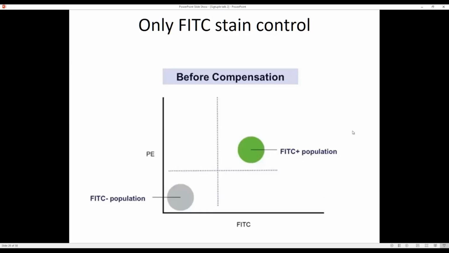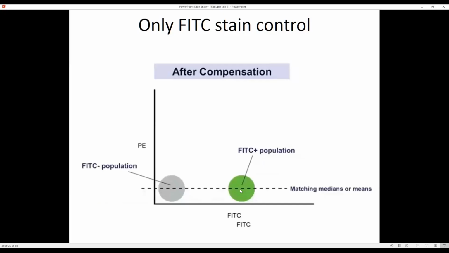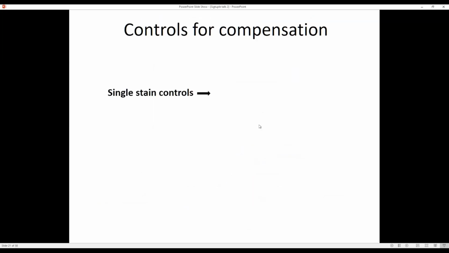So now if I apply the automatic method to compensate, this compensation will be done. And now it is compensated. So the FITC signal from PE has been removed and you get FITC fluorochrome light detected only in the FITC channel and not in any other detector, especially the PE detector. Okay, that's how you do compensation. So for that you need to run the single stain controls.